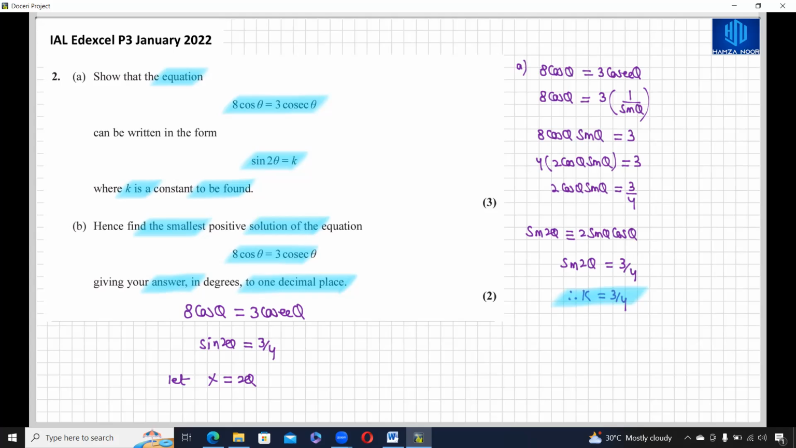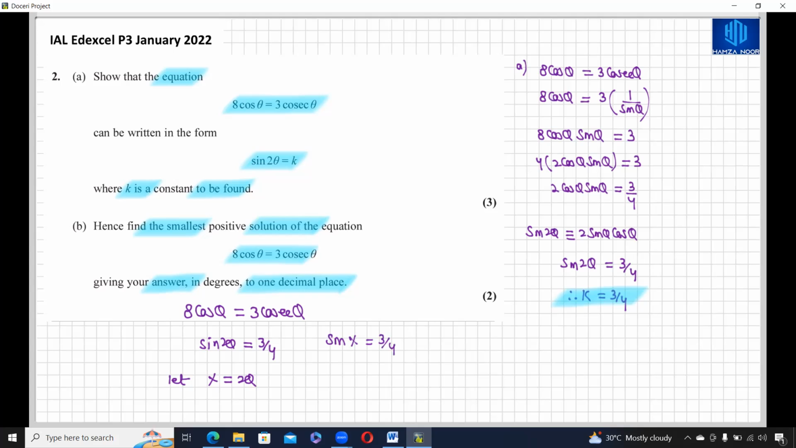This step is just for the sake of formality, to make the further steps simpler. Even if you do not do this particular step, it's completely fine. It essentially means that first you find the smallest positive solution for 2 theta, and then you adjust the value to find theta. So I've taken the substitution x equals 2 theta. This means that sine x equals 3 over 4.